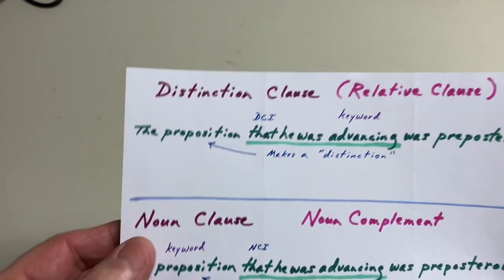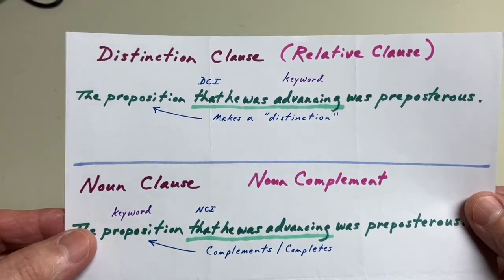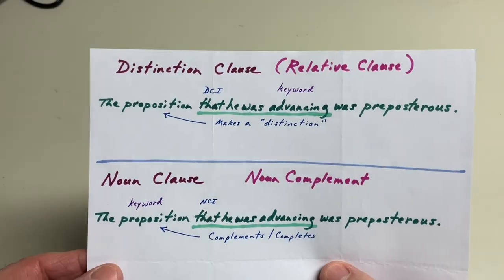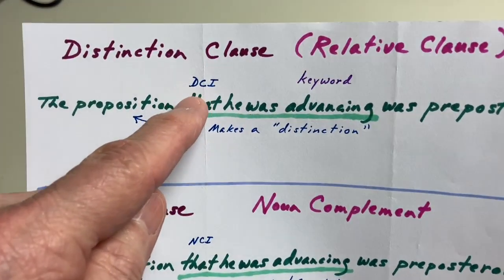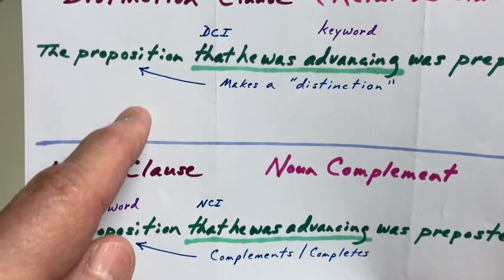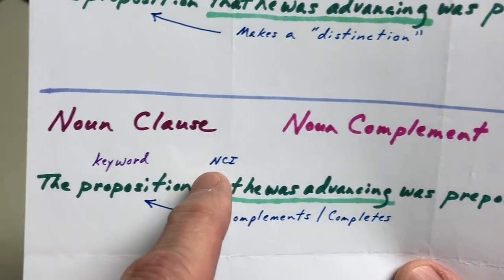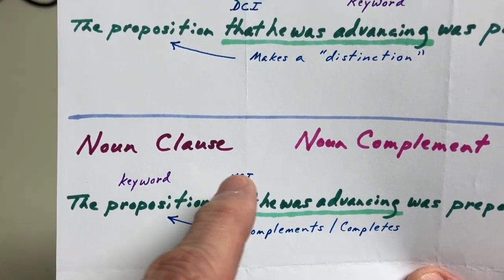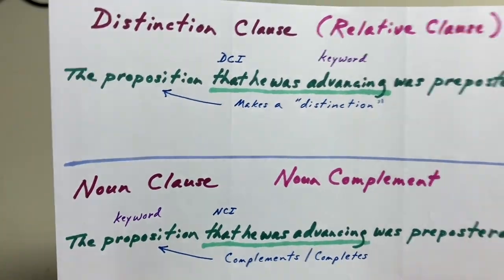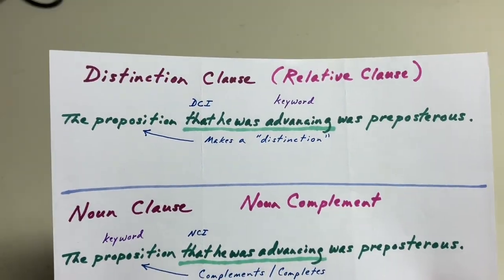Now, to me, the area that might cause the most confusion is the use of the word that, all right, as a distinction clause indicator, or the use of the word that as a noun clause indicator. Of course, it's the same word, but it's used for 2 different functions here. So let's take a close look at this.